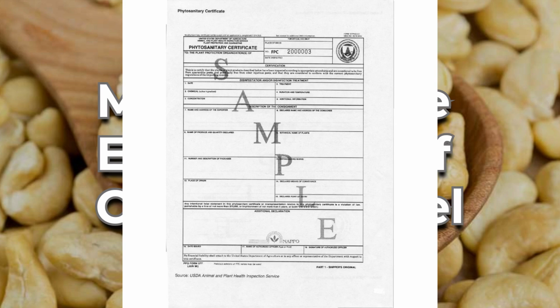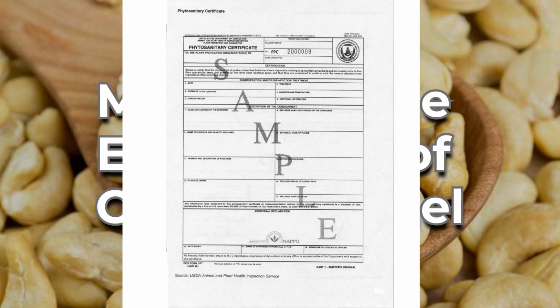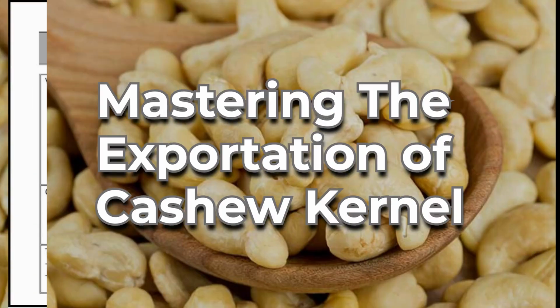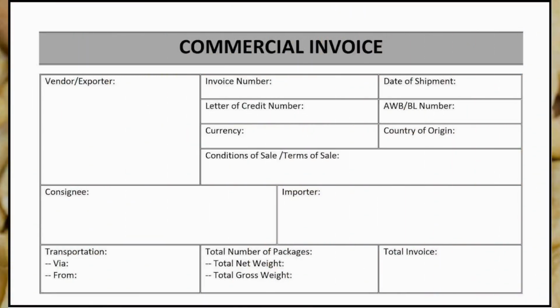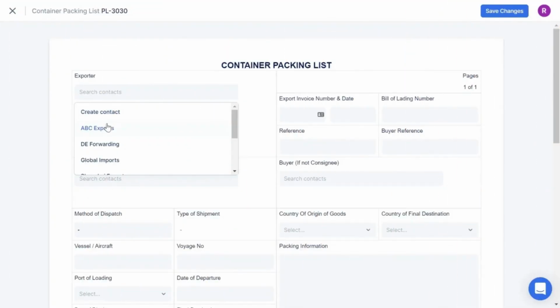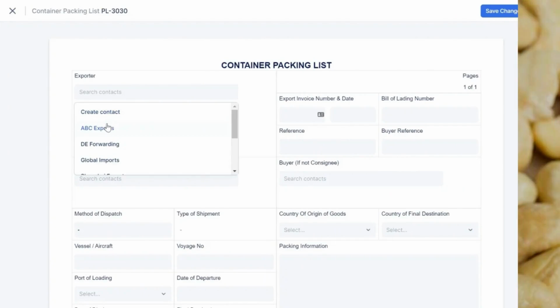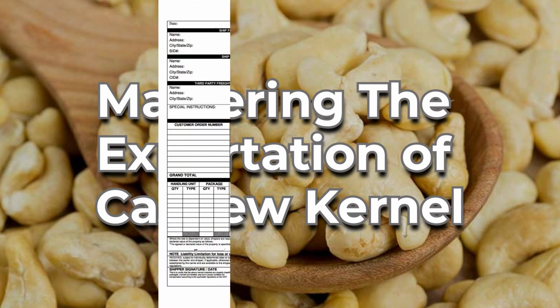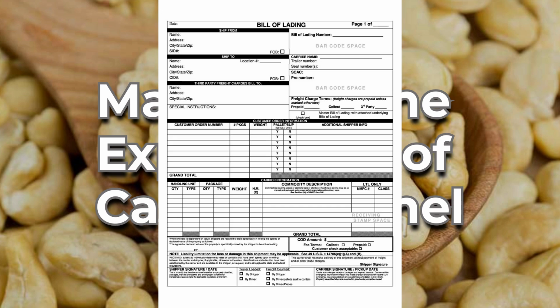Because it basically ensures the product is free of pests and fit for human consumption. So you have the commercial invoice, which details what you're selling. You have the packing list. The commercial invoice talks about the pricing, the packing list shows the arrangement in the container, and the bill of lading shows evidence of shipment.